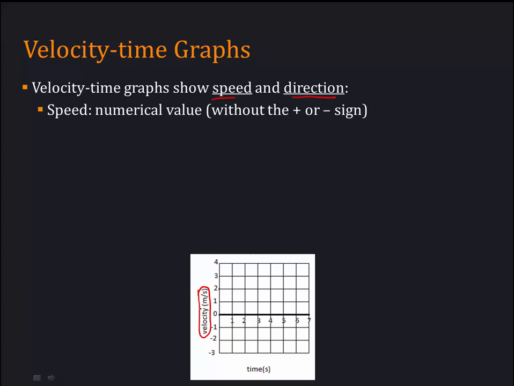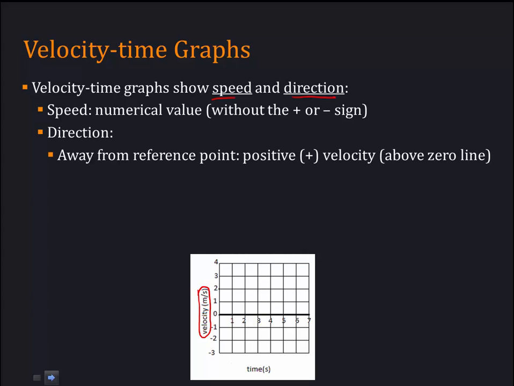Now, the speed is the numerical value, so it could be -2 or +2 for velocity, but there's no such thing as negative speed. That indicates a direction. So the direction is given by the positive up here. It sometimes helps to remember that anything above the line on a velocity time graph is positive. That's away. Anything below the line on the velocity time graph is negative, and that means towards.